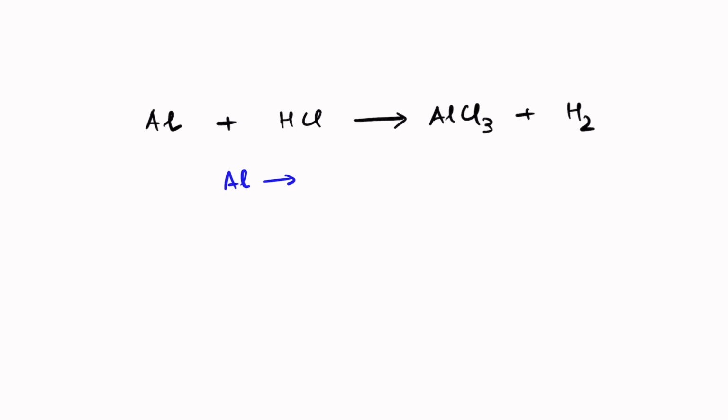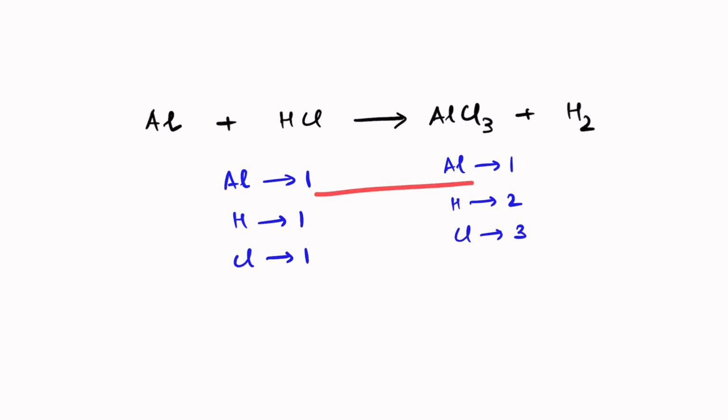We'll start with aluminum. We have 1 aluminum, we have 1 hydrogen, and we have 1 chlorine. And then we'll count the atoms on the right. We have 1 aluminum, we have 2 hydrogens from these two, and then we have 3 chlorines. There you have it. Now, we're just going to go from the top to the bottom to balance this. So the aluminums are already balanced.